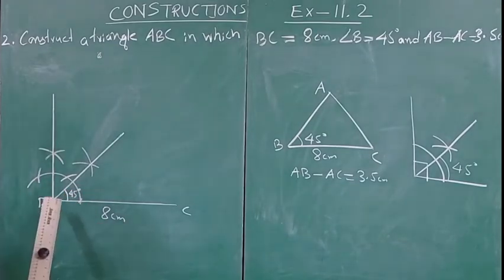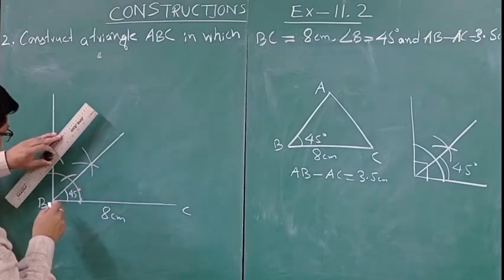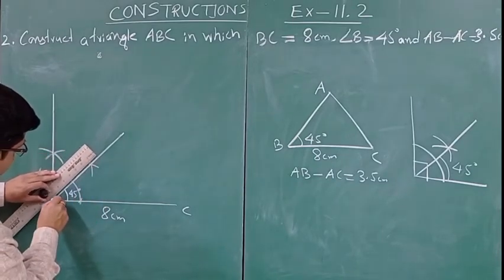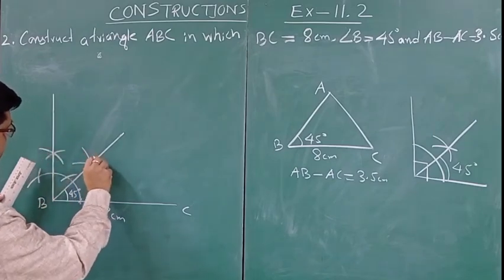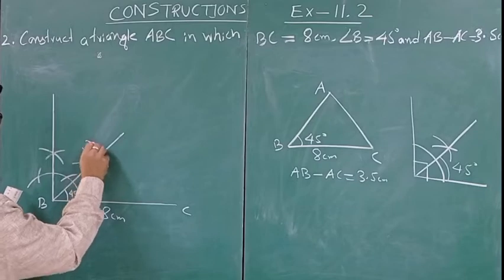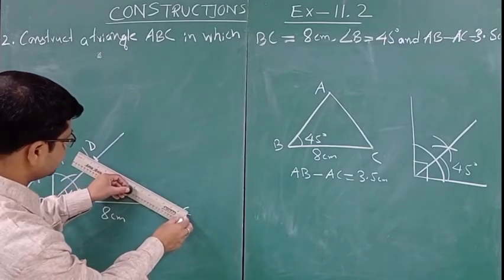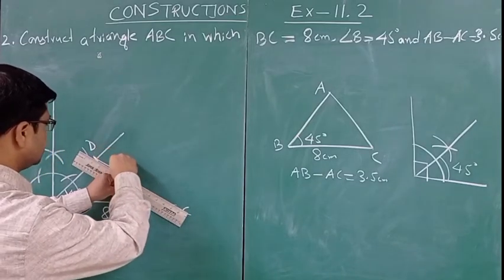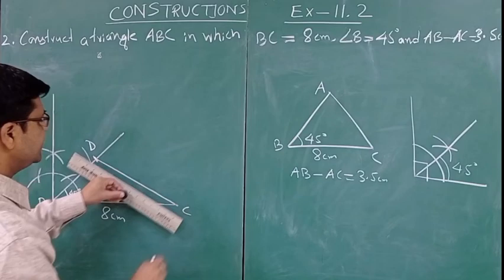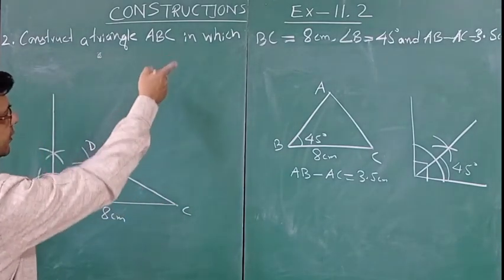Now the difference of two sides is 3.5 cm. So let us take this 3.5 cm here. Let us mark it. Suppose this point is D. After that let us join DC. DC is joined. Now we shall draw the perpendicular bisector of DC.